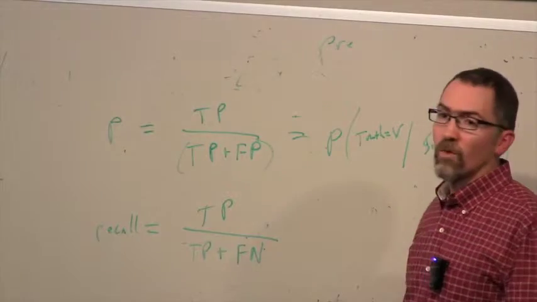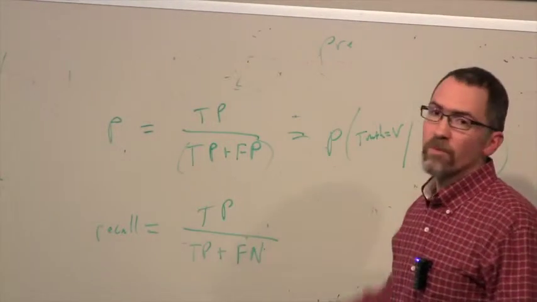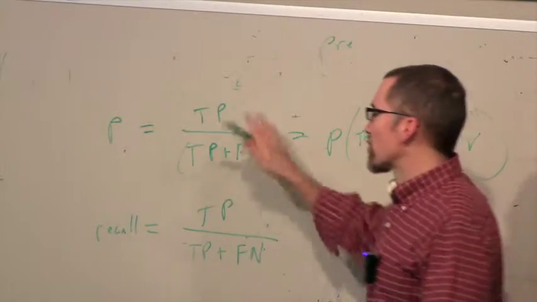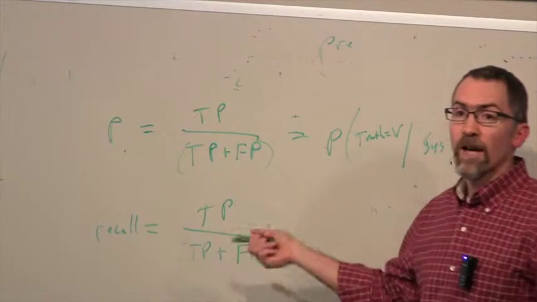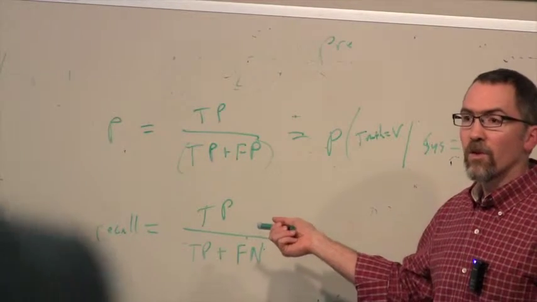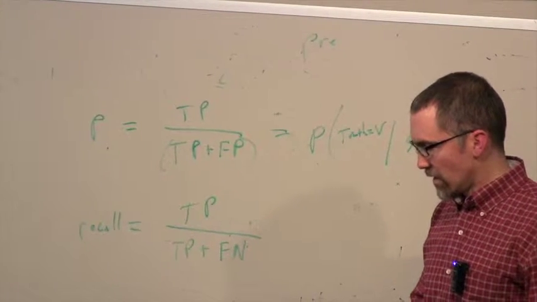But you can make recall 100 by just saying everything's a Virginica. I'll find them all, but my precision will be awful. So that's the trade-off. And often, if you're working with people, they can tell you how important which ones are. So if you're working, let's see, what's a recent example?